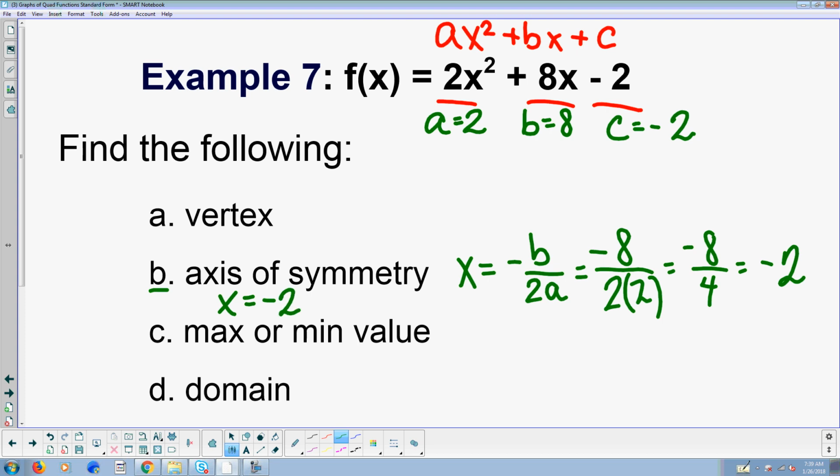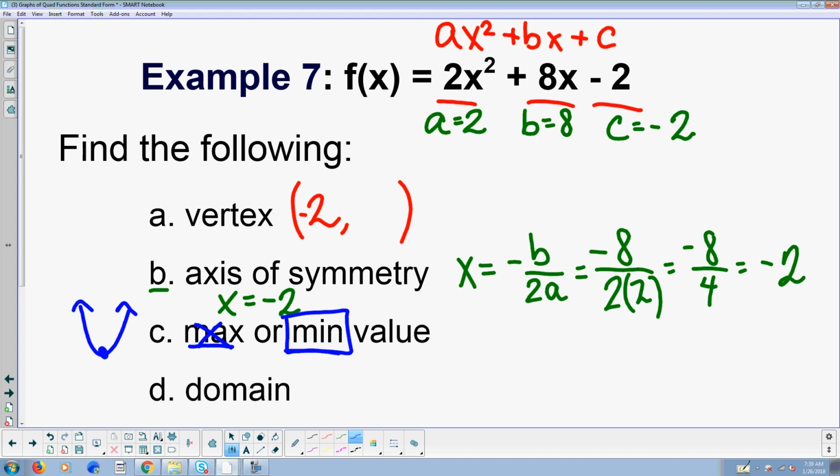Well, in notes part 1, we learned that the axis of symmetry is the x-coordinate of our vertex. So that tells us that the x-coordinate of our vertex is also negative 2. We're going to have to find the y-coordinate of the vertex. Now, we learned that the y-coordinate of the vertex is going to be the maximum or minimum value. This particular parabola is positive in the front, which means it's smiling. So therefore, this particular quadratic function has a minimum value. So we're not calculating a maximum, we're calculating a minimum value.